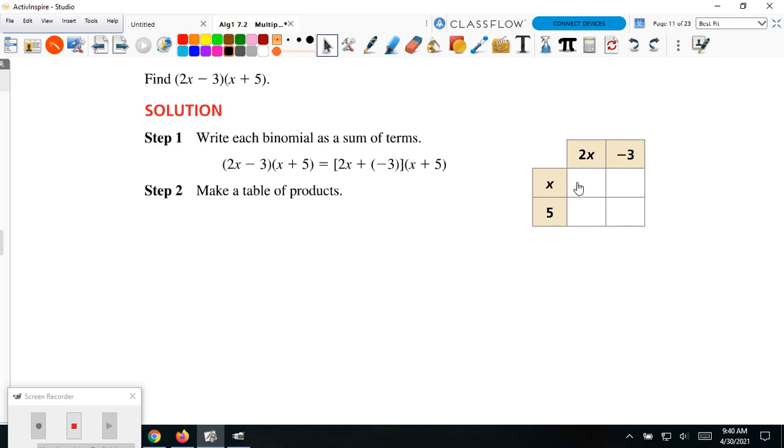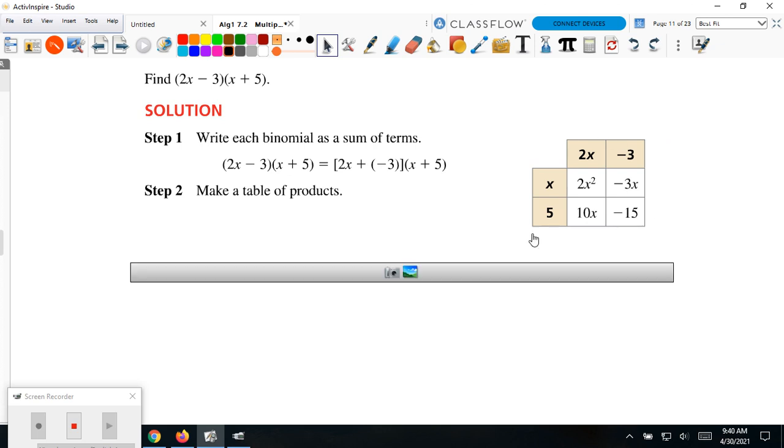So these two are going to multiply to give you this here of 2x squared. And then negative 3 and x, we're going to multiply, and we'll put that in here. Negative 3x. The 2x times the 5 is going to go right down in here. That's going to be 10x. Negative 3 times 5 is going to go in this last one. That's negative 15. So this is just a way of multiplying, so it's organized this way.